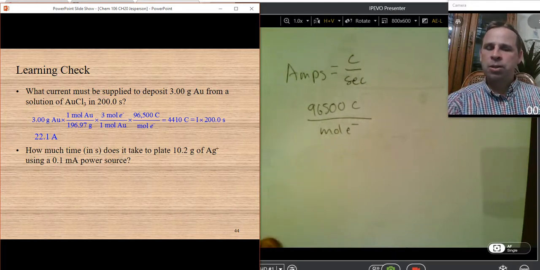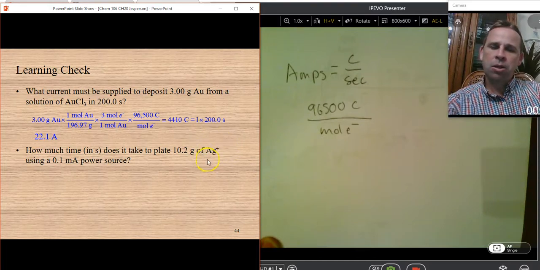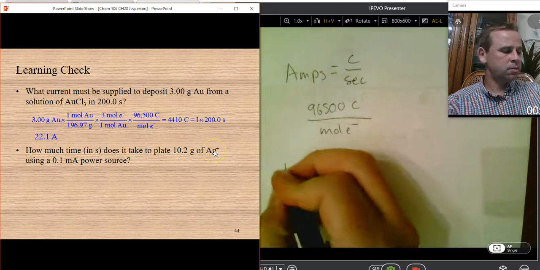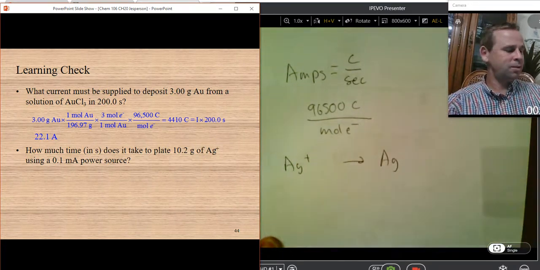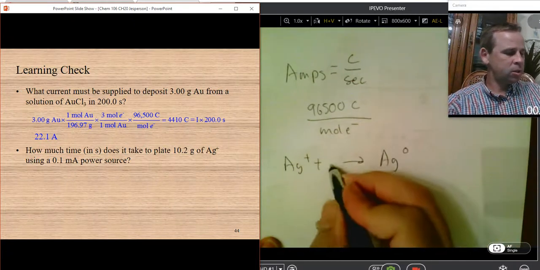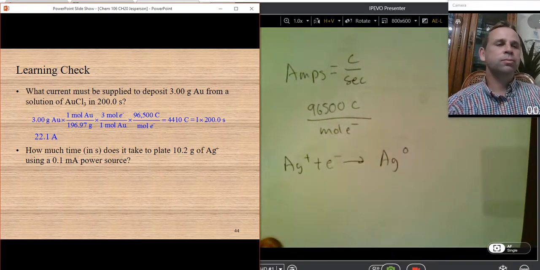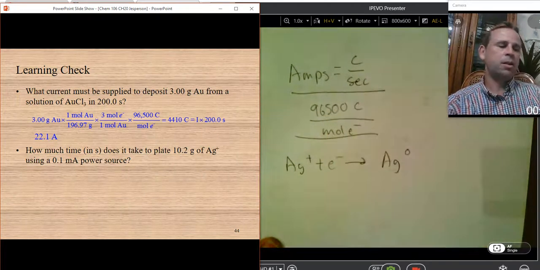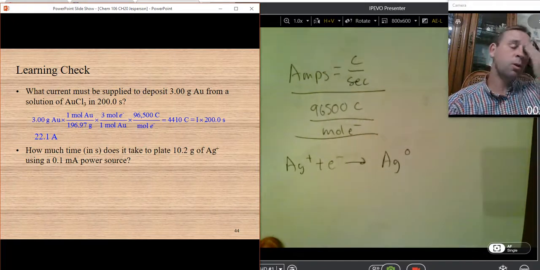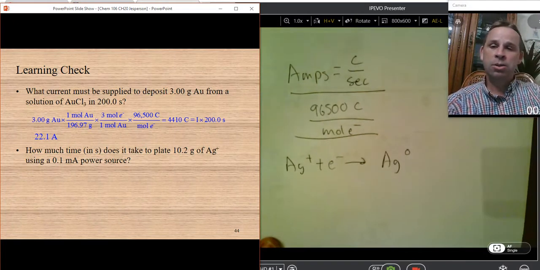In this second scenario down here, we see that there are silver ions. How much time does it take to plate 10.2 grams of silver ions? So the Ag plus, for it to become silver metal, we can see that it's going to take just one electron. So these are the concepts that we need to answer this kind of question. This one's not very new, we've seen that before.